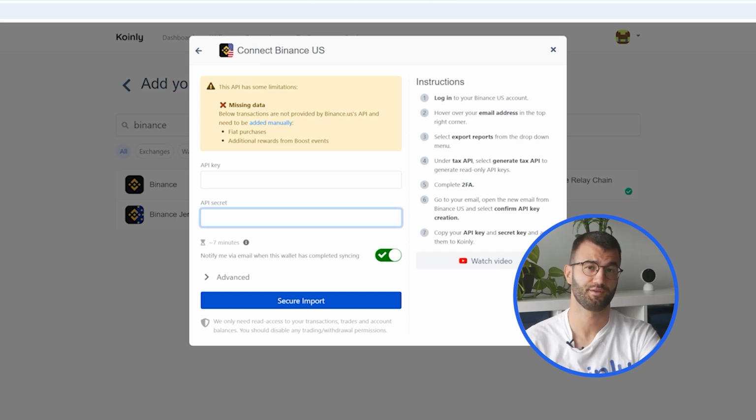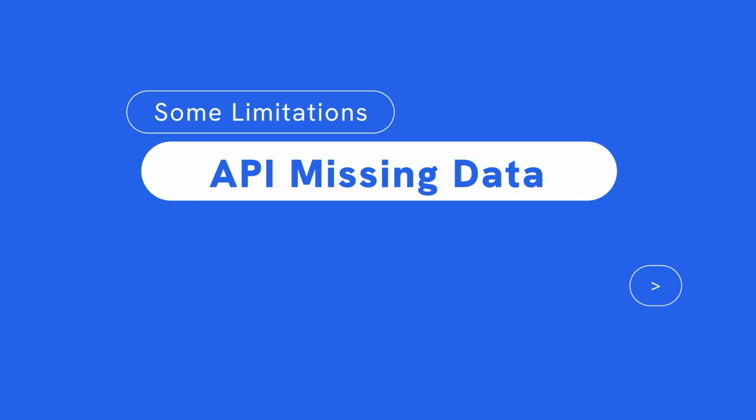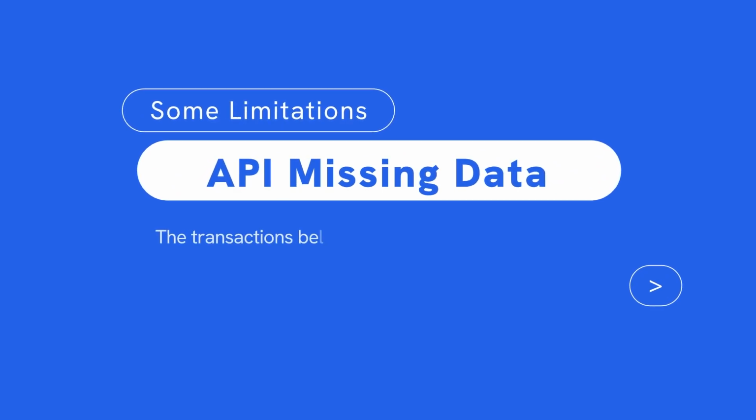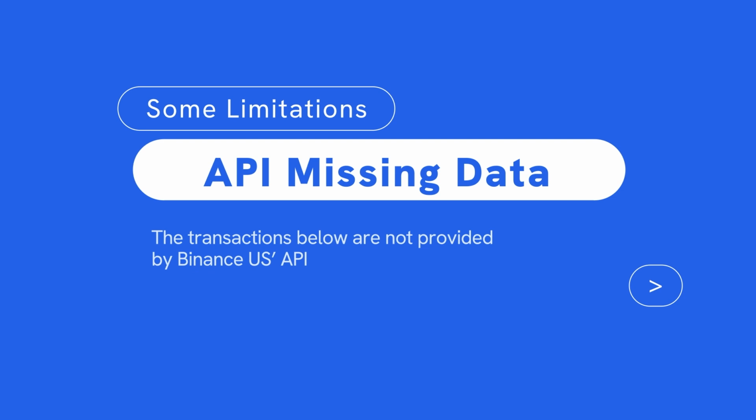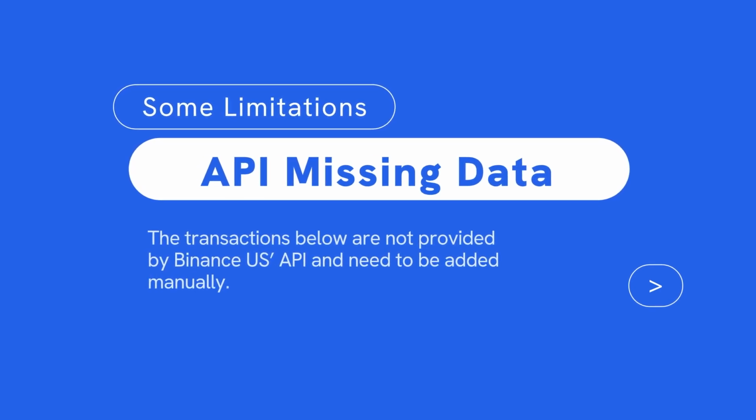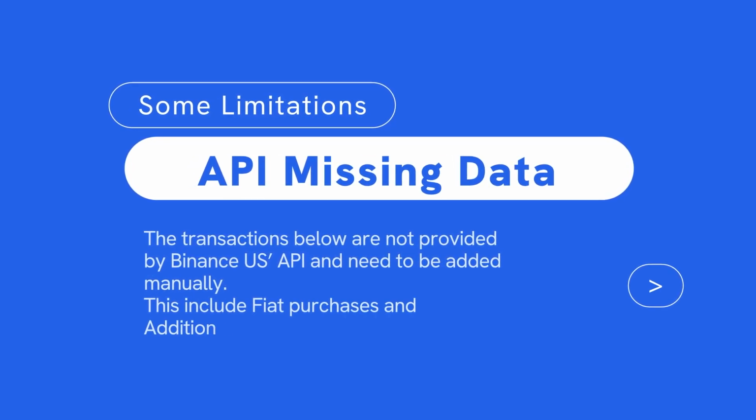The API is great, but there are some limitations that you should be aware of. This API has some limitations in regards to missing data. The transactions below are not provided by Binance USA's API and need to be added manually. This includes fiat purchases and additional rewards from boost events. Okay, now you understand that those are the limitations. Let's proceed with the steps.